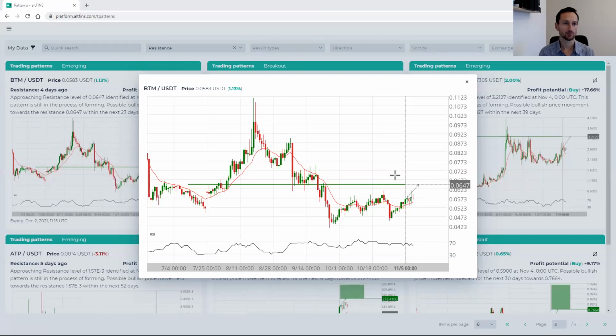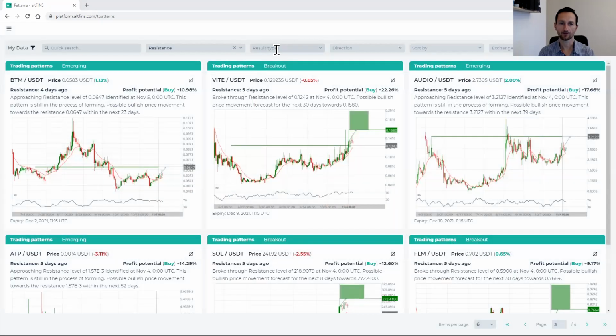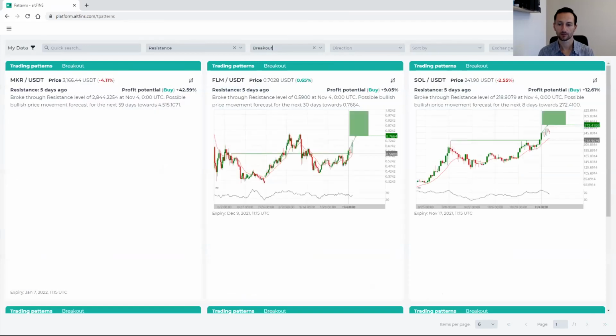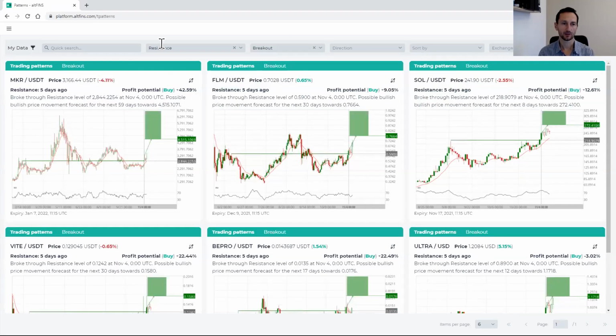Oh, this is actually an approach, though. This is a resistance approach, not a breakout. But as you can see, the candles are trending in that direction. But if I just wanted breakouts, I could further sort or filter out the results and just say breakouts. And now I only see resistance breakouts.